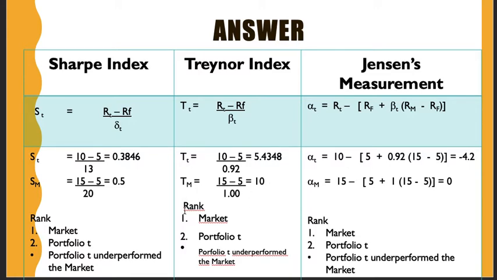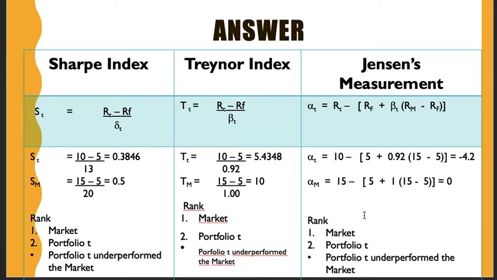And then the next step is the same: rank from the highest to the lowest. Using the Treynor index, it is also the same: the market is performing better than portfolio T. So the market is ranked number 1, and number 2 is portfolio T. So here we can put the statement that portfolio T underperforms the market.